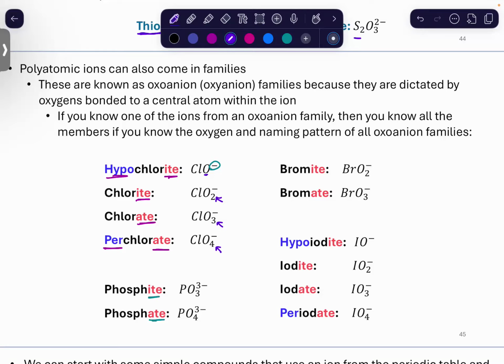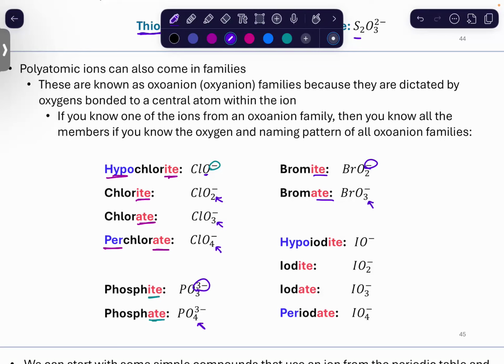So you go from ITE to ATE as your ending by adding an oxygen. And of course, they have the same -3 charge. Again, bromite to bromate, ITE to ATE by adding one oxygen, and they both have a -1 charge.